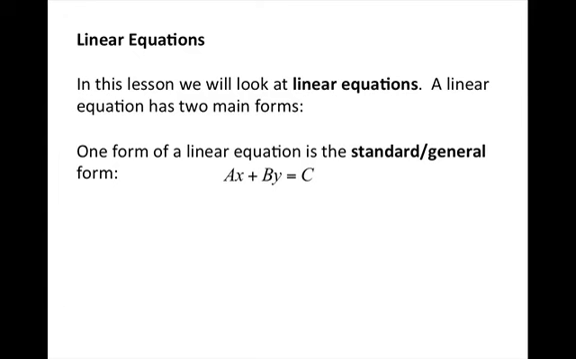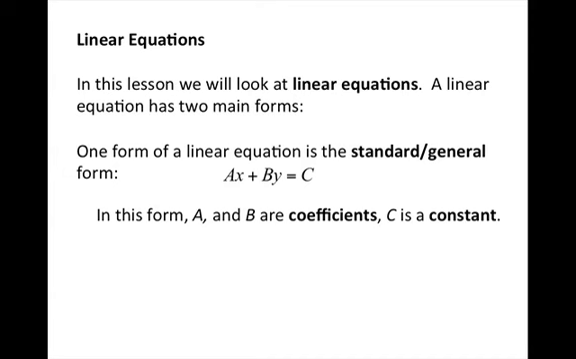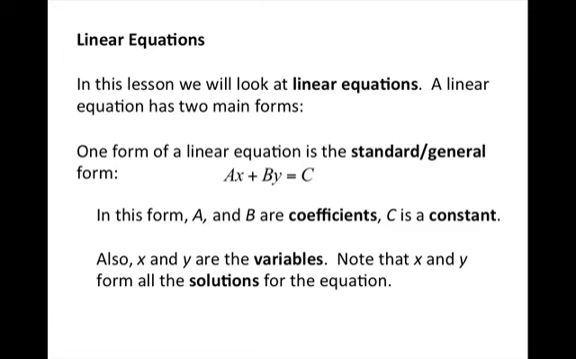This form is ax plus by equals c. In the standard form, a and b are coefficients. They're numbers that come in front of variables. And c is a constant, and that's a number by itself. Well, the x and the y are the variables, and these form all the solutions for the equation.